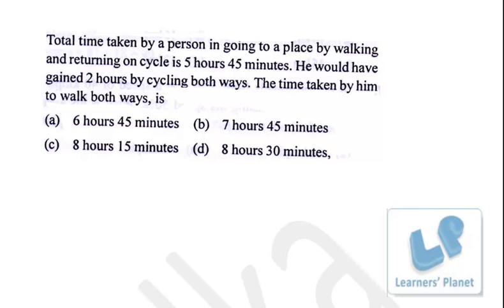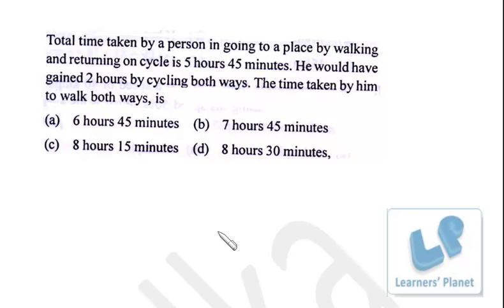Now we see this problem. Total time taken by a person in going to a place by walking and returning on cycle is 5 hours 45 minutes. He would have gained 2 hours by cycling both ways. The time taken by him to walk both ways is? Now this problem can be done mentally. That's just very simple. See what's happening over here.